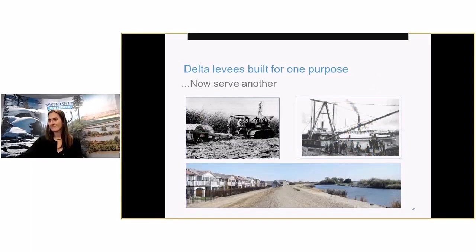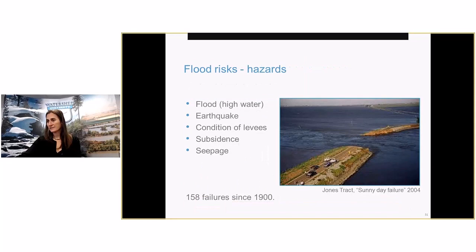So we have to recognize that Delta levees, which were built for one purpose, now serve another. They were built for really agriculture and transportation, but now are protecting homes and families. The Delta is prone to many flood risk hazards. We certainly have flooding from hydraulic flood events in the watershed. We have the possibility of large earthquakes to the west of the Delta in the San Francisco Bay Area.